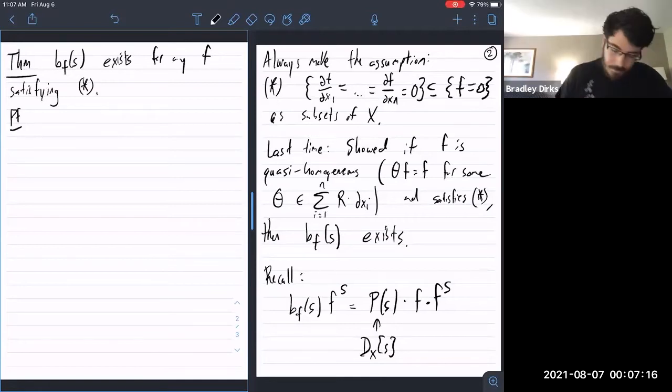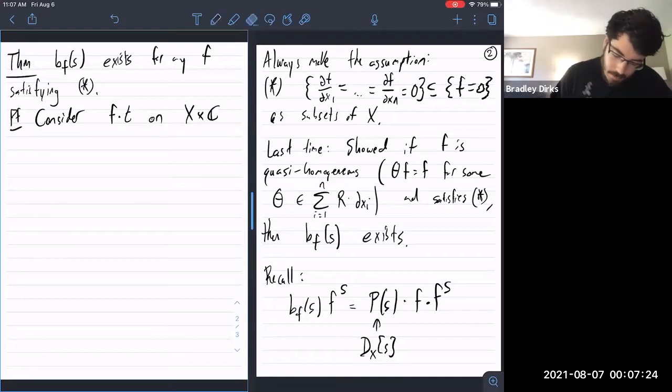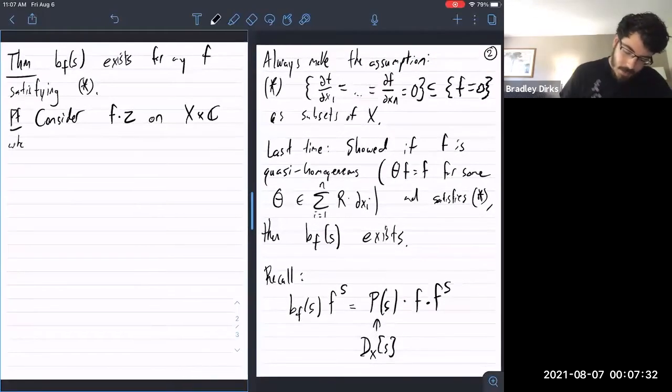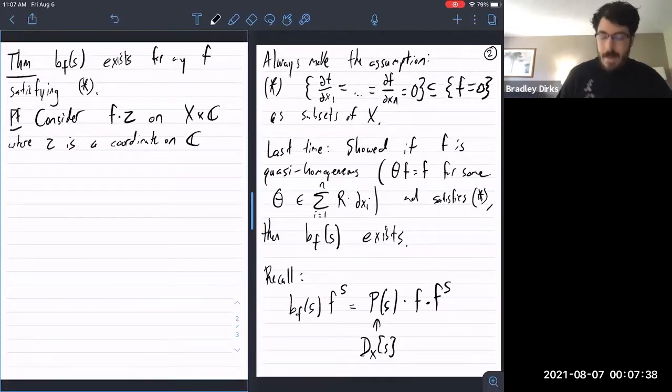Okay, so what we do is we consider this function, f times t on x cross c. Actually, maybe I won't call it t because we'll do f times z on x cross c, where z is a coordinate on that c factor.